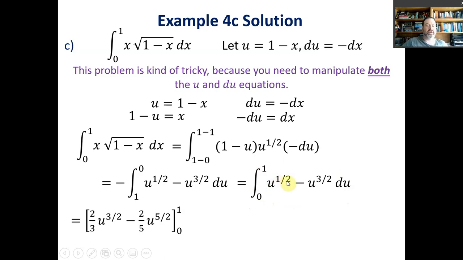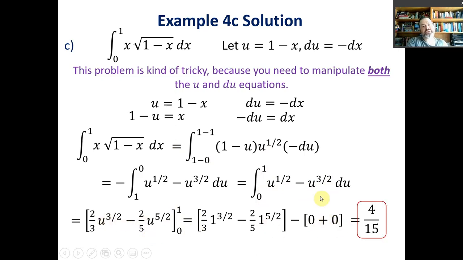So u to the 1/2 becomes u to the 3/2 divided by 3/2, which is times 2/3. This becomes u to the 5/2 divided by 5/2, which is the same as times 2/5. And we've already computed the bounds of integration from 0 to 1. Plug everything in. Anything that has a 0 to a power just becomes 0. And you get 4/15, and that's your answer.